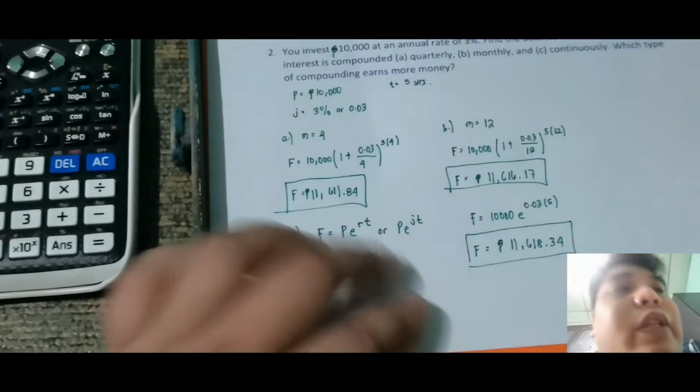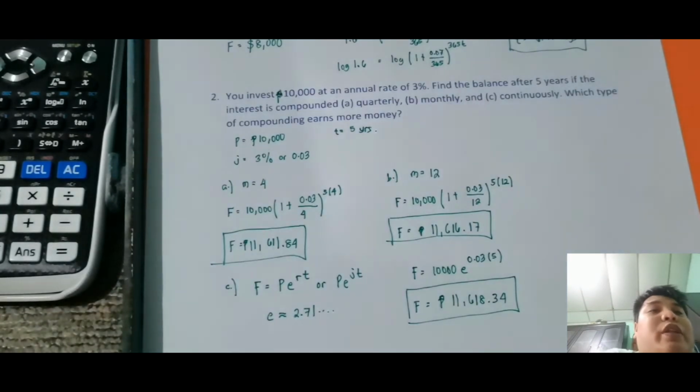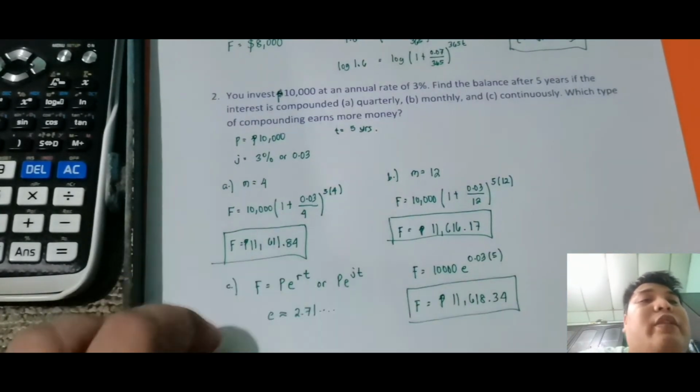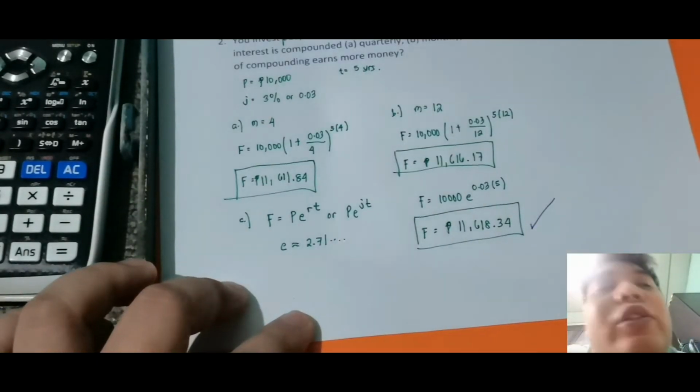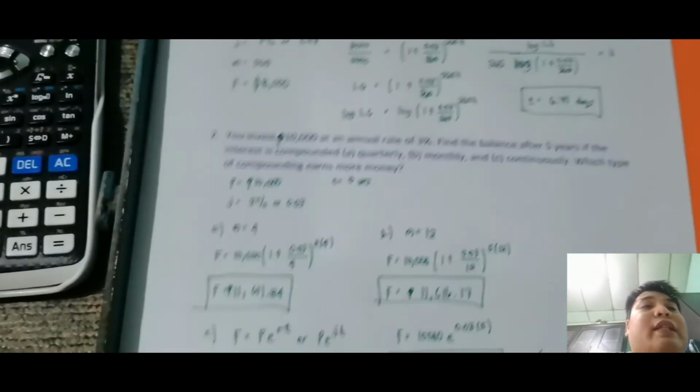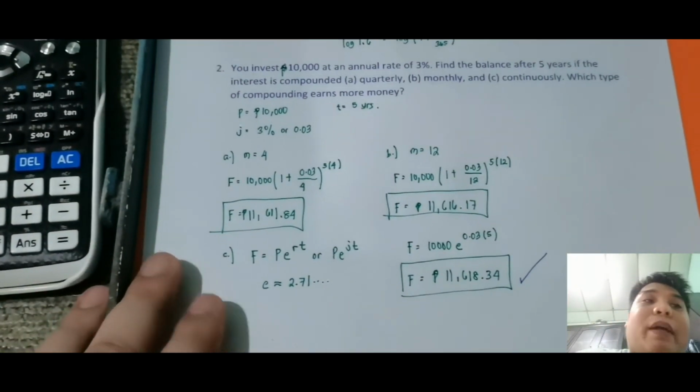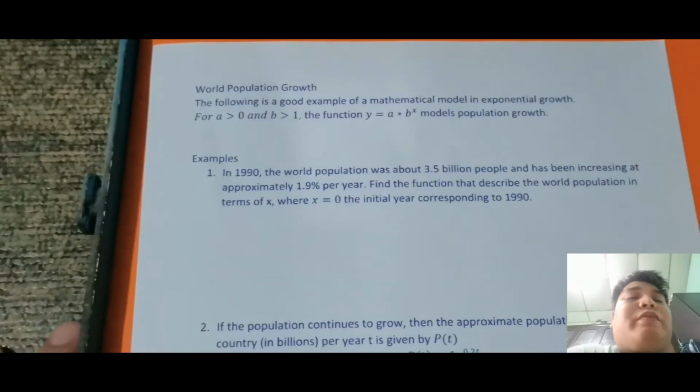So which of the three is better? Which type of compounding earns more money? Of course, this one, therefore C. Compounding continuously is our answer there. Very basic, right?